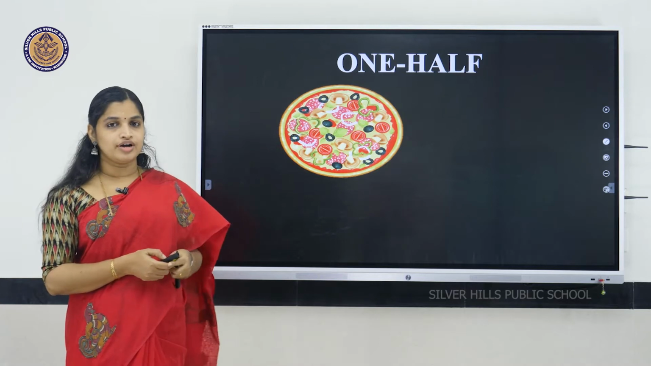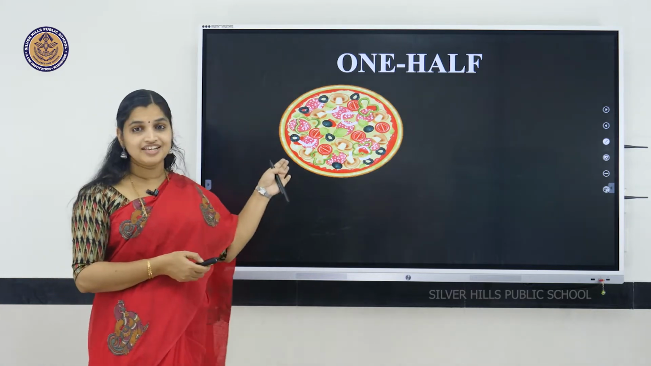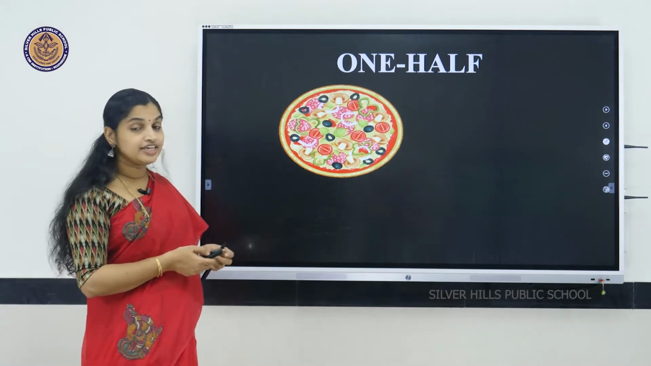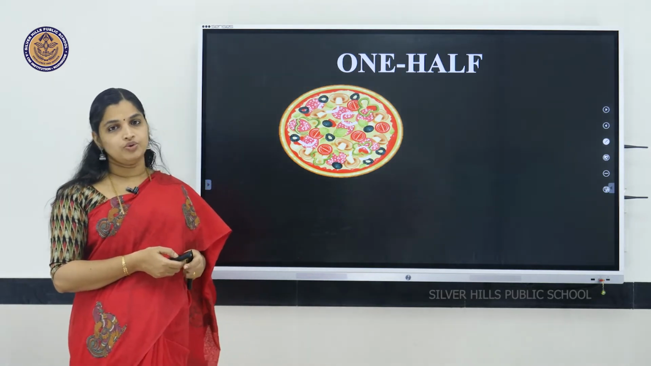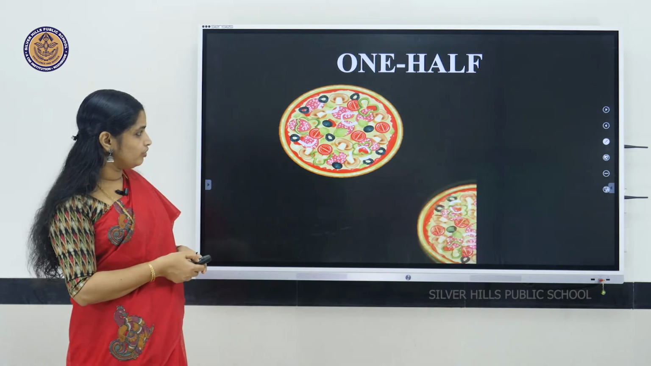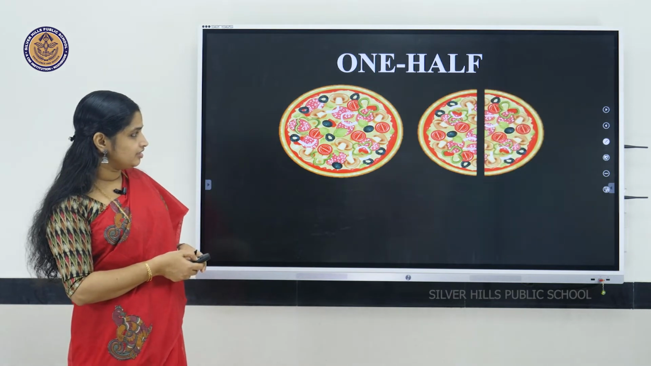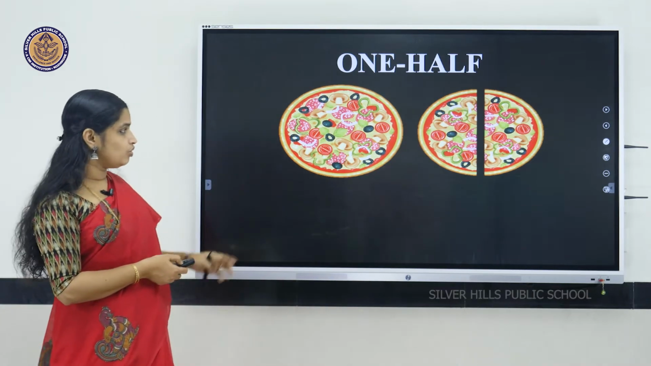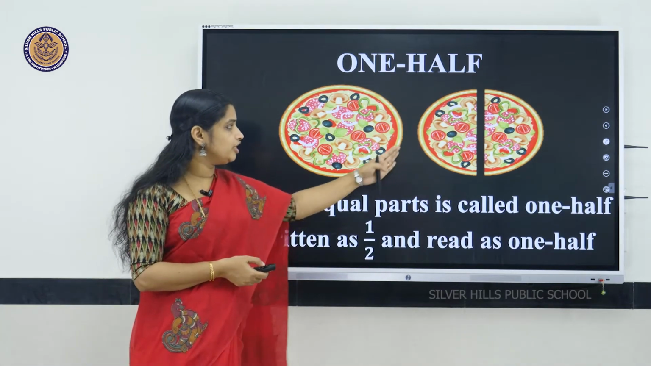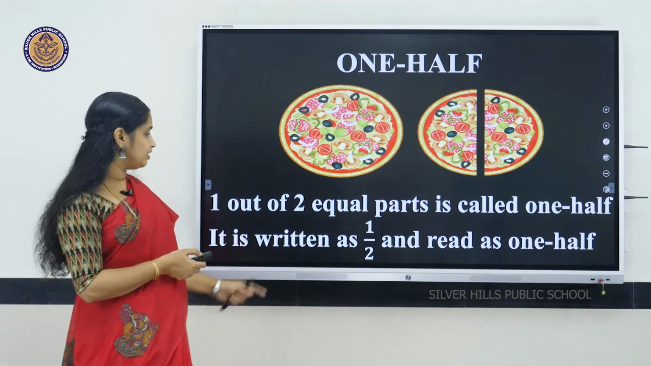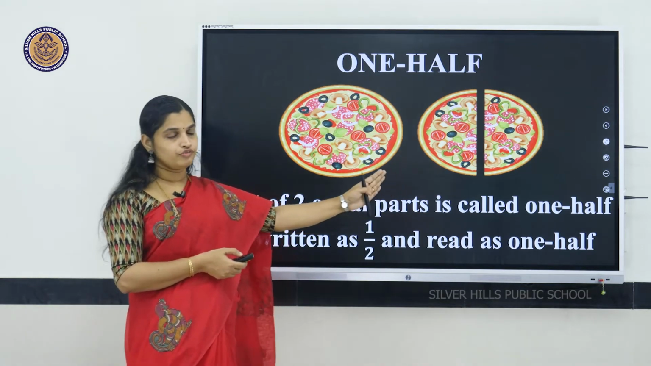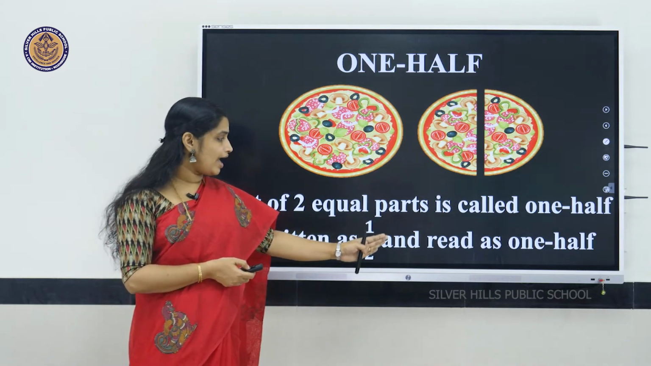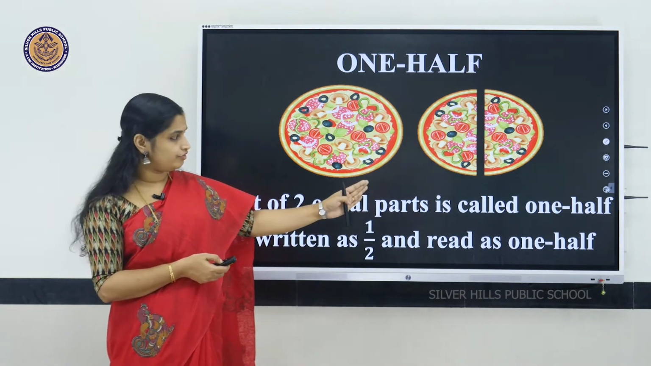1/2. What is 1/2? Here you can see a yummy pizza. You all like to eat pizza, right? So I am going to divide this pizza into two equal parts. See how I am going to divide the pizza? Yeah, I divided the pizza into two equal parts. So 1 out of 2 equal parts is called 1/2. And it is written as 1/2 and read as one half.